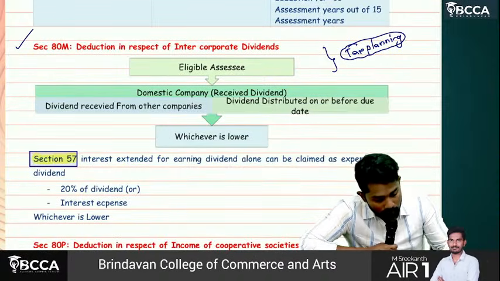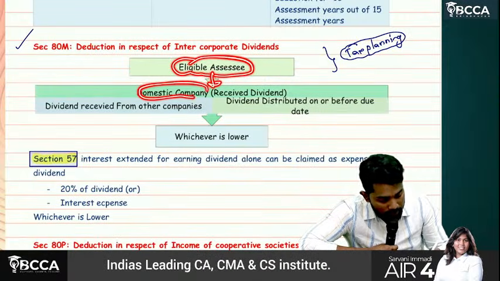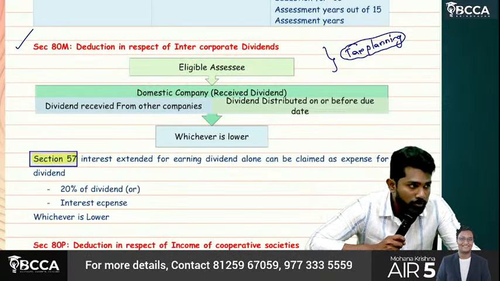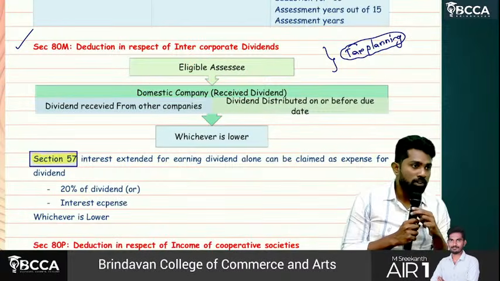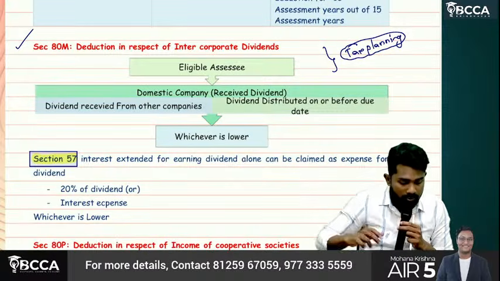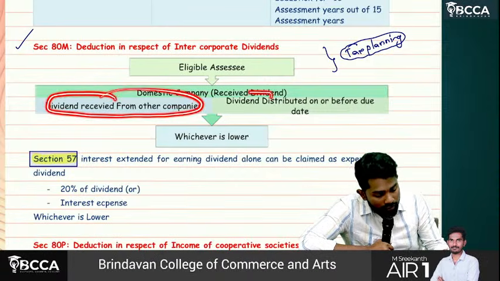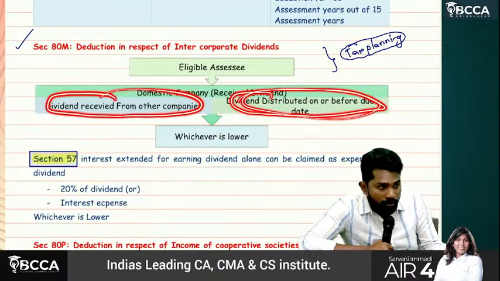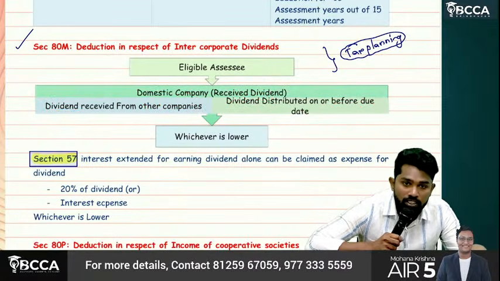See, what is the provision, sir? If he is an eligible assessee, nothing but a domestic company, and it is receiving dividend from some other companies, and even if it is paying dividend to its shareholders, then there is a deduction available. Dividend received from other companies or dividend distributed on or before the due date of filing return of income: out of these two, whichever is lower can be claimed as deduction.